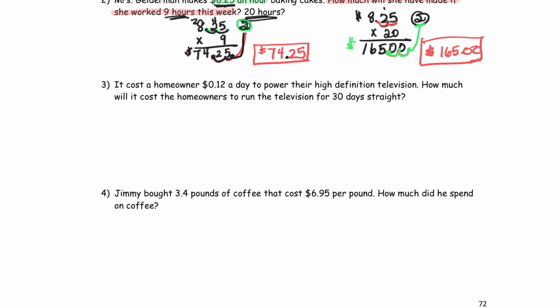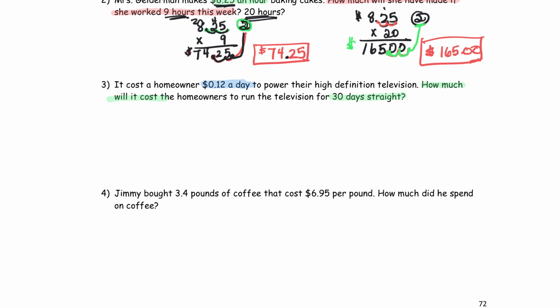For number 3, it reads, it cost a homeowner 12 cents a day to power their high-definition television. How much will it cost the homeowners to run the television for 30 days straight? All right, so if I'm looking at question number 3, I'm looking first of all for the question. What is the question asking? The question is asking, how much will it cost to run the television for 30 days straight? Okay, so I know that's my question. And then the other information in the problem I can see is that it costs 12 cents a day.